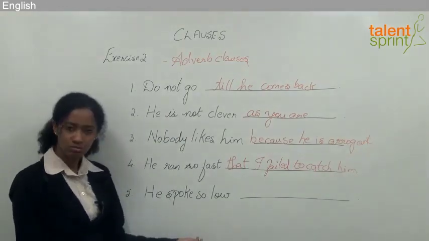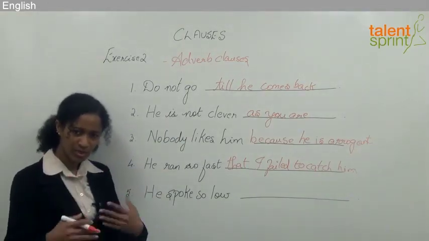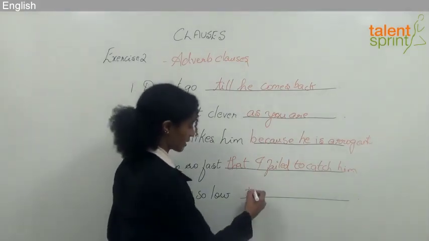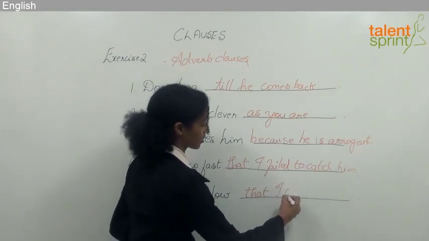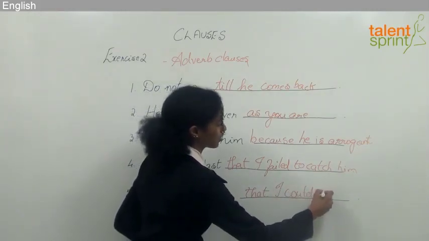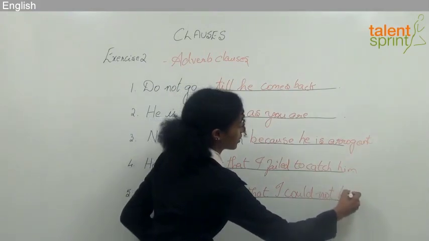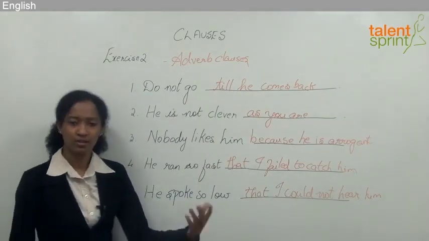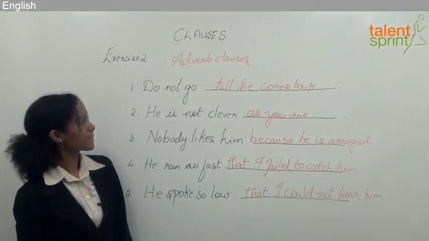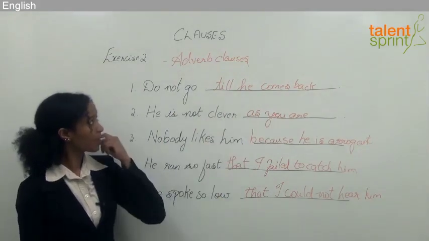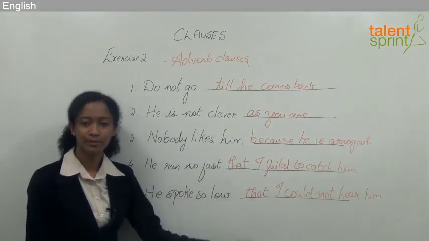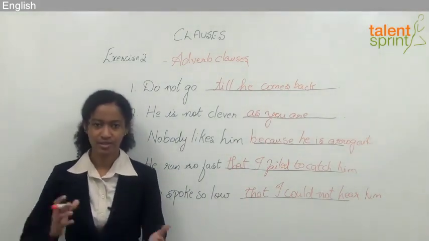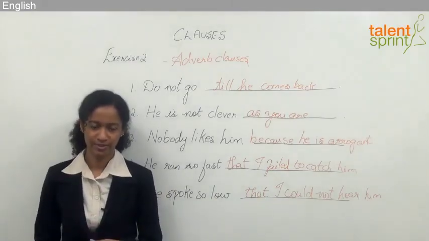He spoke so low. What happens when somebody speaks so low? What happens? You can't hear them, right? So he spoke so low that I could not hear him, or that we could not hear him, or they could not hear him, anything. Alright? So we have provided appropriate adverb clauses to complete these sentences. Let's do a couple more exercises to understand adjective, adverb and other clauses as well. Alright?